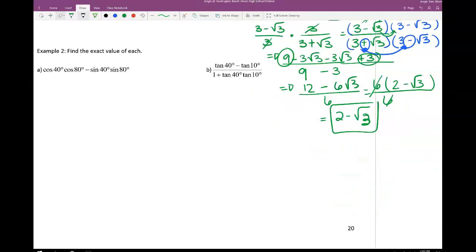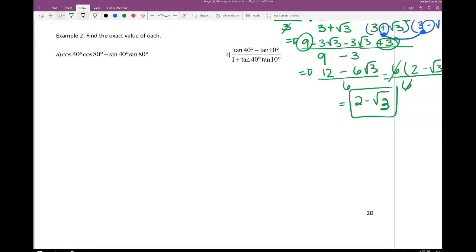Example 2 in 7.5 notes. The direction says find the exact value of each. That means you may not use a calculator. So if you look at the expression, cosine of 40 degrees times cosine of 80 degrees minus sine of 40 degrees times sine of 80 degrees. And you can't use a calculator because the direction says find the exact value. So how is that possible?